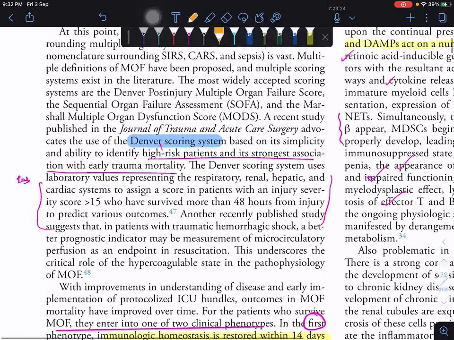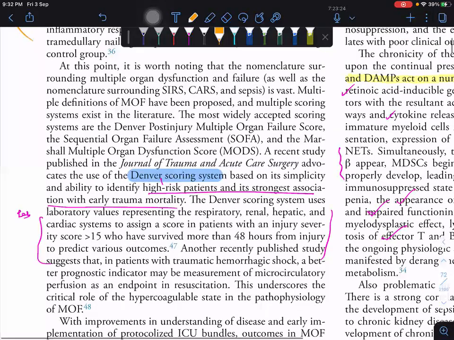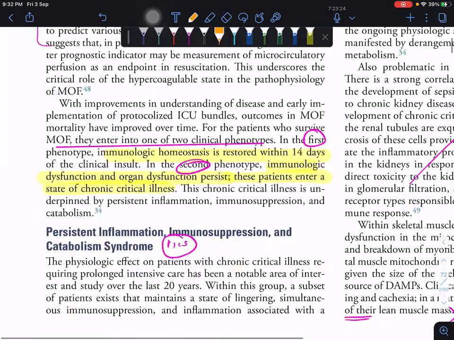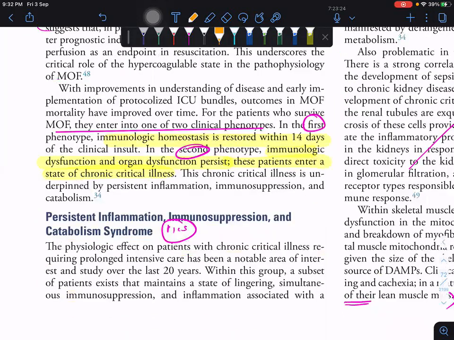Another scoring system is the Denver scoring system. This is also involved in identifying high-risk patients and has the strongest association with early trauma mortality. This much only. Now we can see about this one, PICS.